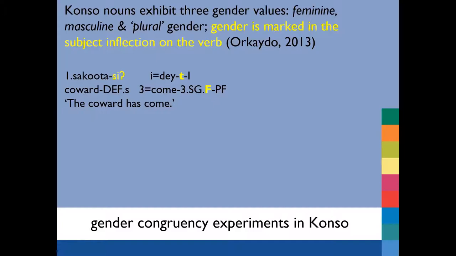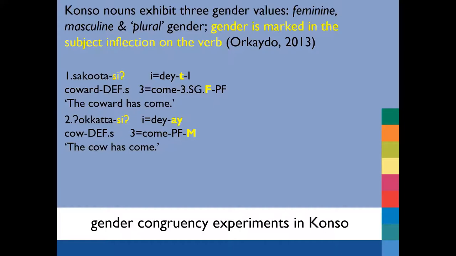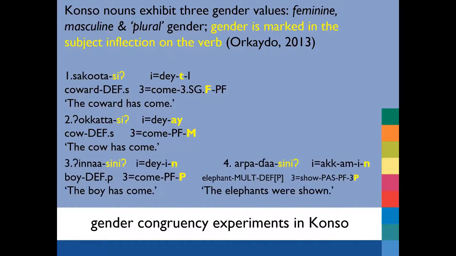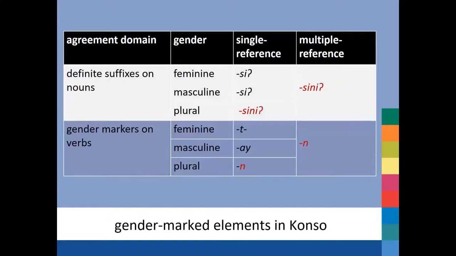So in Konso, for example, the gender is marked in the subject inflection on the verb. So here you have examples. I will not even dare to pronounce this, but as you can see, there is feminine gender for some words, and masculine gender for other words. For example, boy has plural gender. Why? Because both the definite determiners on the noun and the gender marking on the verb are the same as in a case where there is real plural marking. So therefore, it has been suggested that this singular marking is actually a case of plural gender. Now that's interesting. So here you have the paradigm, what the definite suffixes look like, what the gender markers look like.